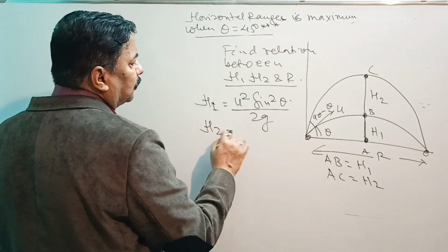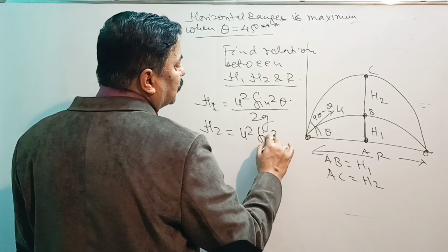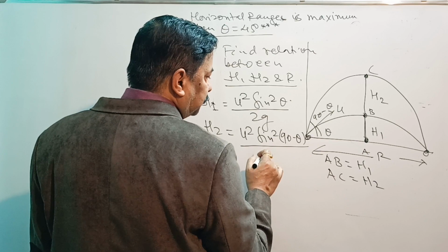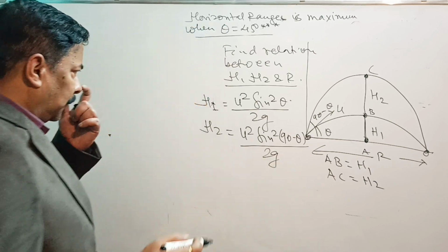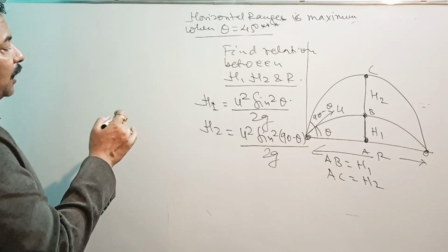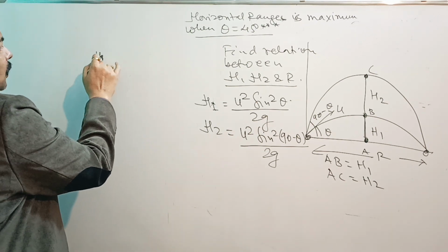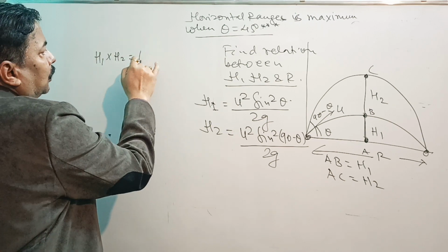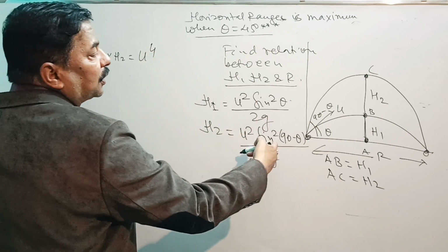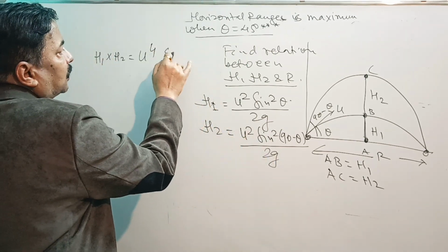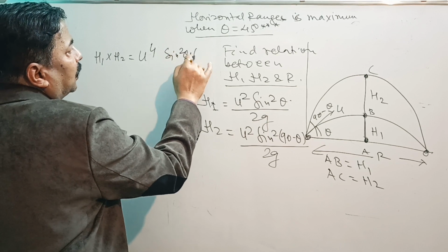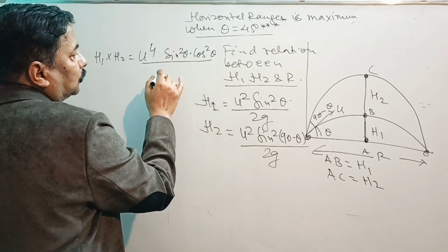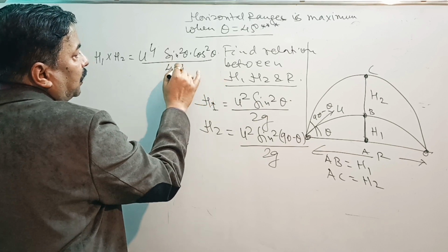H2 is u square sine square (90 minus theta) by 2g. If I multiply H1 and H2, then see what we are getting. H1 into H2 is giving u to the power 4, this is your cos square theta, sine square theta into cos square theta by 4g square.